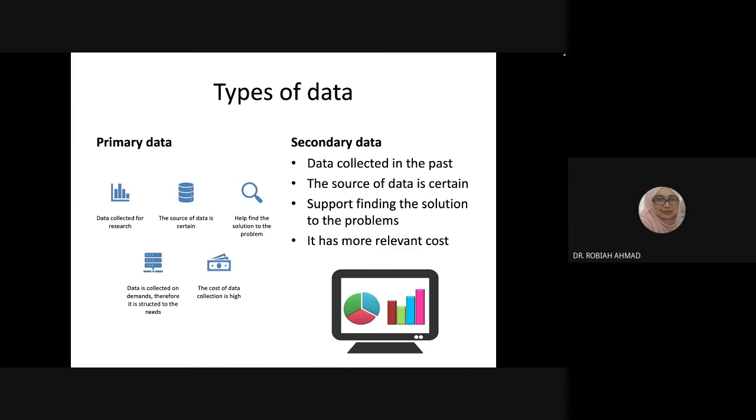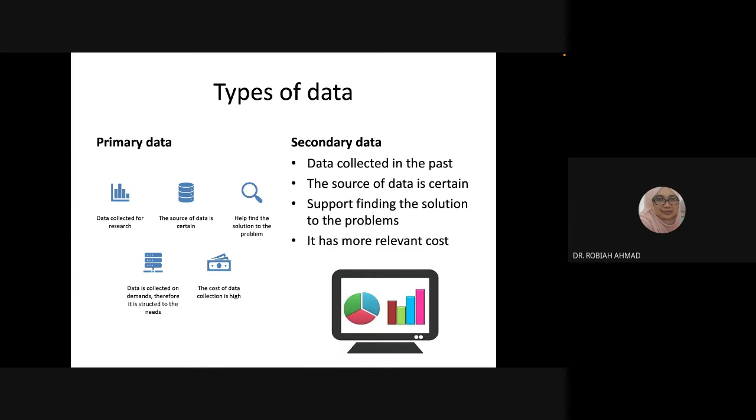Okay, the second part is secondary data. Usually data collected in the past. If you can see, there are a lot of free data available. For example, like the primary data, once you have it collected, and then you validate it, sometimes the researcher would like to share the data. Okay, so this shared data, we call it secondary data, and the data has been collected in the past.